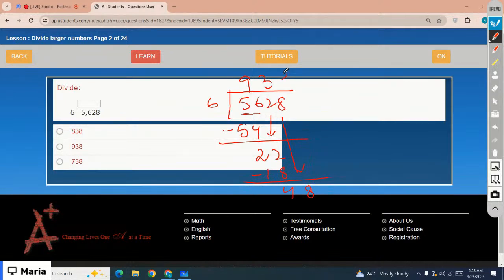So the correct option is option number 2. Do not guess the answers. That is a very, very important lesson. Use your notebook and pencil and do as many practice questions as you can. If you're not doing the practice, you don't know how to solve. The correct option is the second one, that is 938.